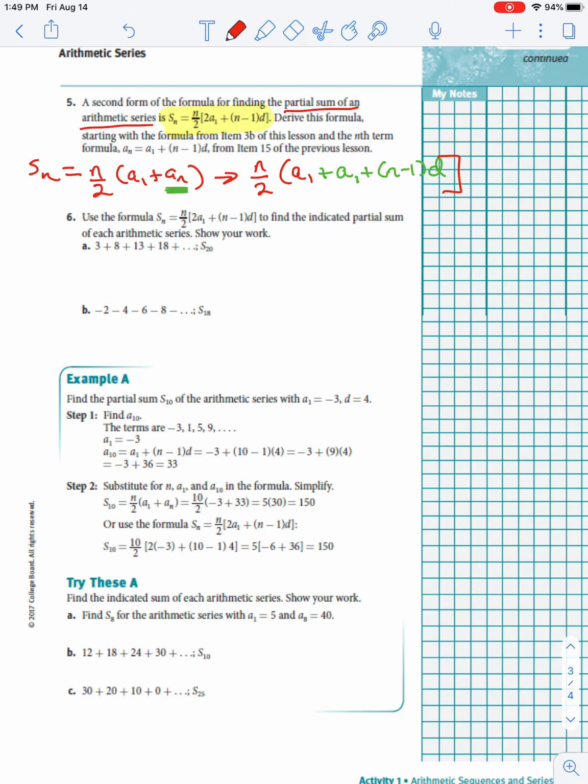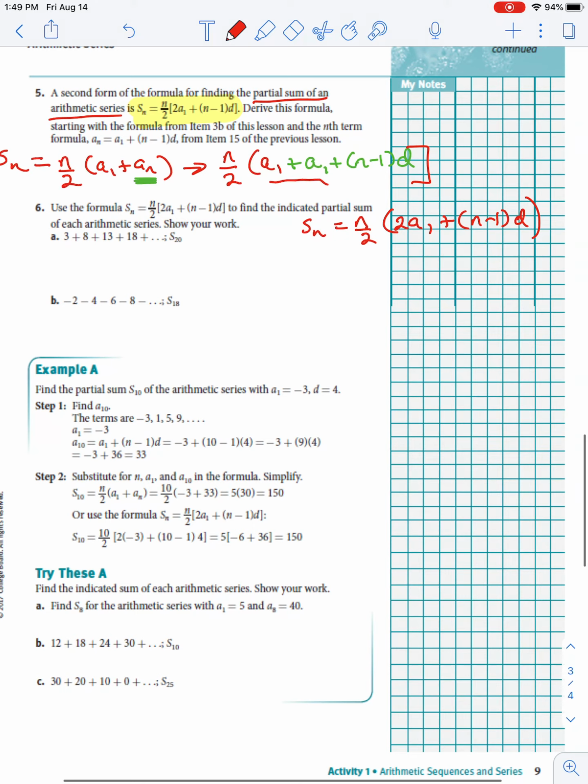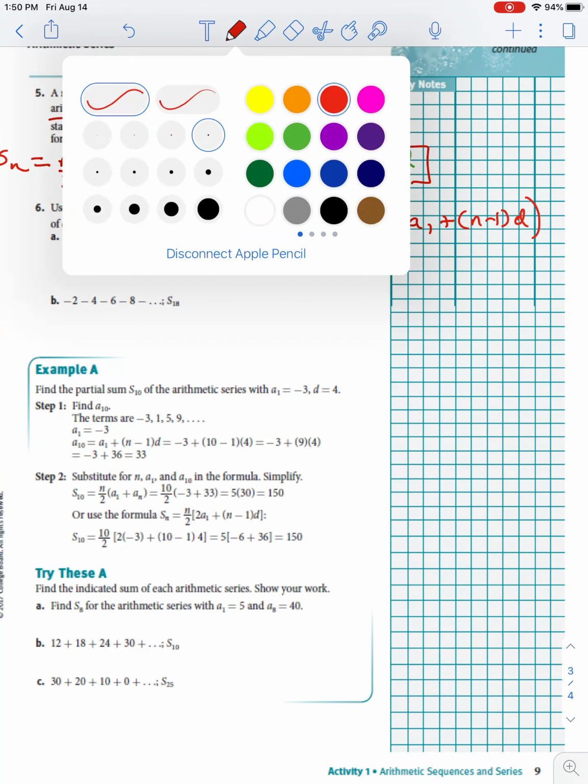Okay, and that'll give us, if we simplify it a little bit, that's where that 2a sub 1 actually comes from. So we end up with S sub n equals n over 2 times 2a sub 1 plus quantity n minus 1 times d. And that is a second way to look at this sum formula. So you want to put both formulas down, and I'll show you when it's a good idea to use that one.